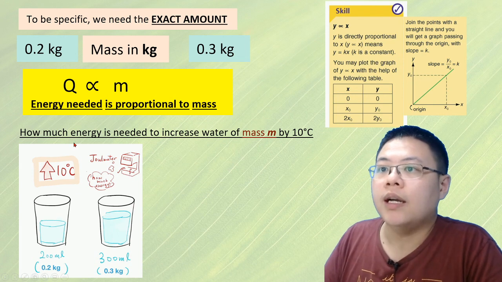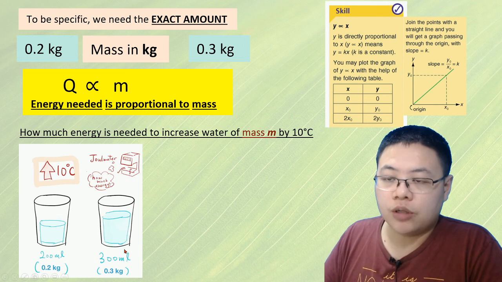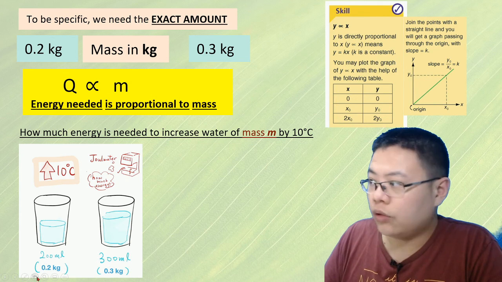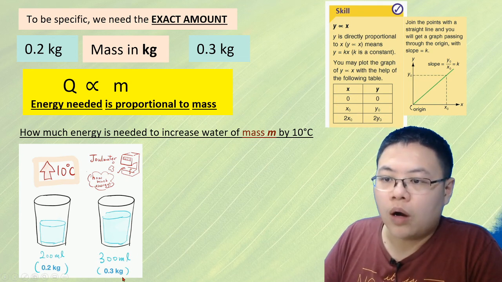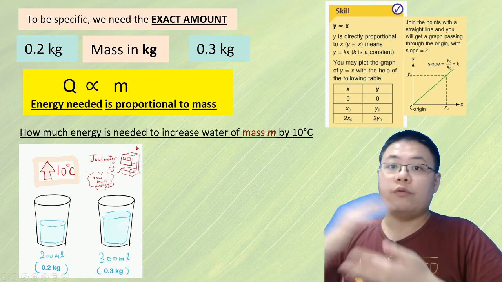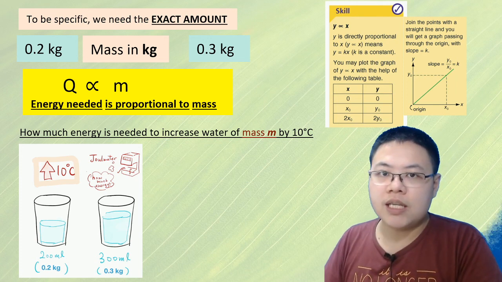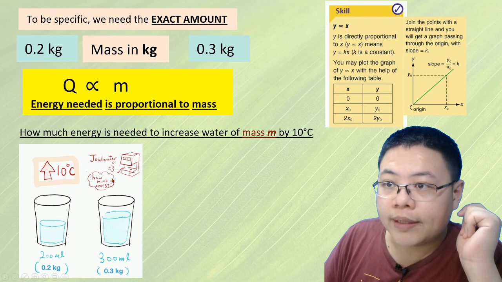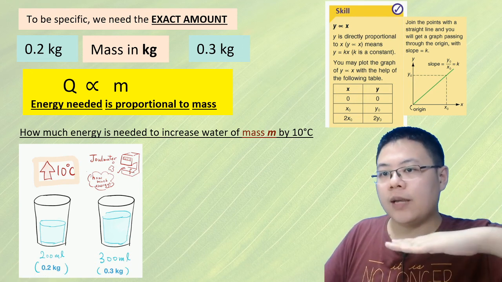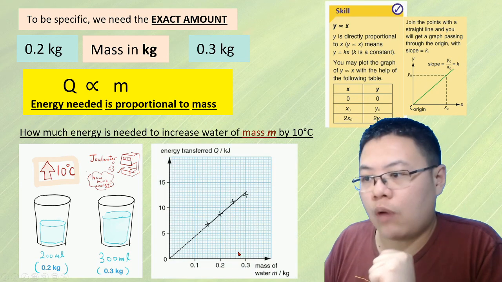Okay, here we are going to have an experiment to show this relationship. Let's say in 1 cup of water there is less, only 0.2 kilogram. This cup of water there is more, 0.3 kilogram. And then how do we derive the relationship between the amount of water and the energy needed? So we'll use joule meter to measure the amount of energy we need to increase the water temperature by 10 degrees Celsius. Okay, and then we plot it into a graph.